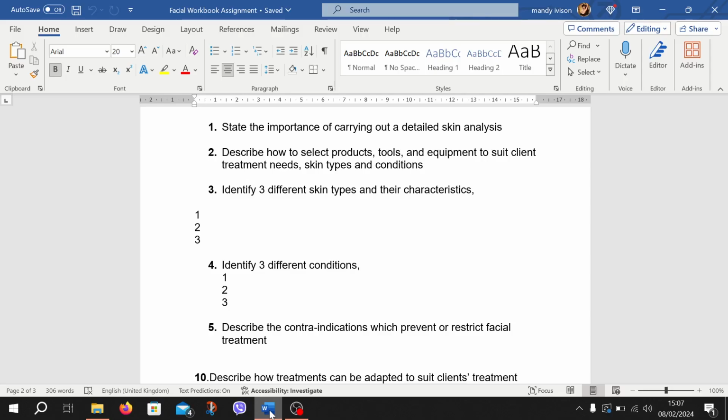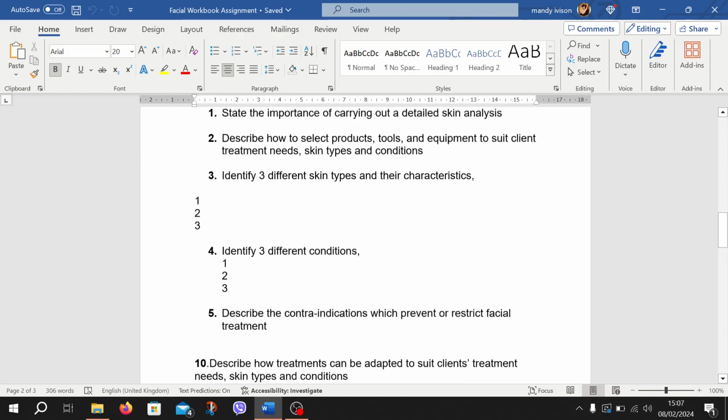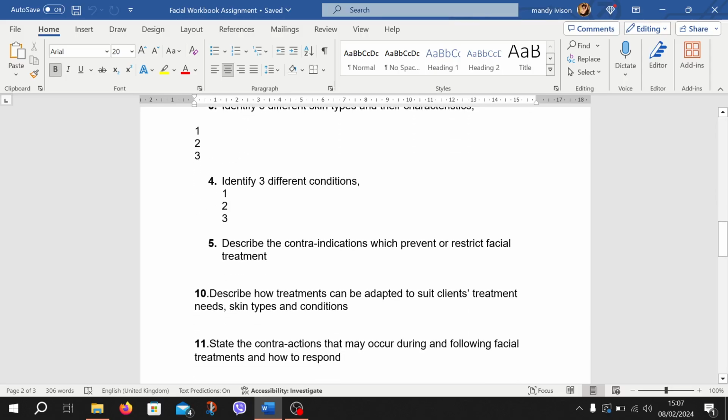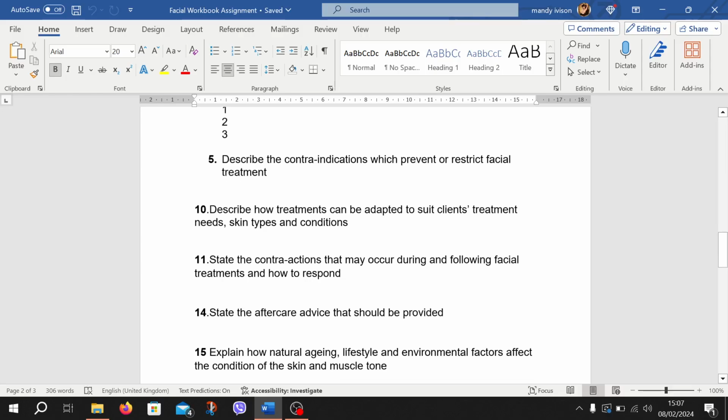Hold on. No, that's wrong. Describe the contraindications which prevent and restrict the facial treatment. So make sure when you're answering that question, you're describing what the contraindication is and whether it prevents or restricts the treatment.